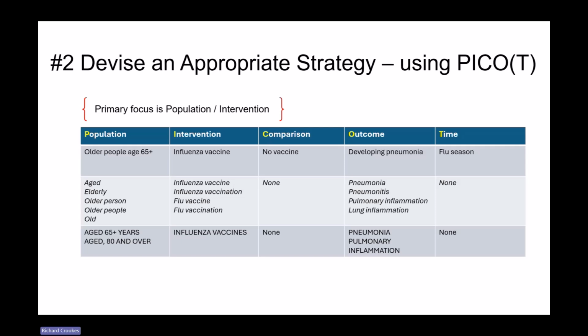Comparison: there are no comparison rates, there's no vaccine. Outcome: of course, there's the risk of developing pneumonia if you don't have the vaccine, etc. So you've got pneumonia, pneumonitis, pulmonary inflammation, various synonyms there, and also the MeSH terms, pneumonia and pulmonary inflammation. And then there's the time, which is flu season, so we may not actually search for that specifically. We are going to look primarily at those three elements: the population, the intervention, and the outcome. So just a starting point there.